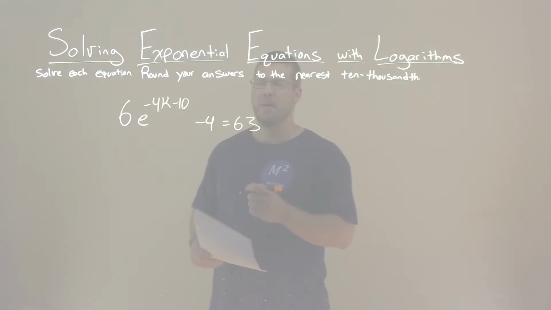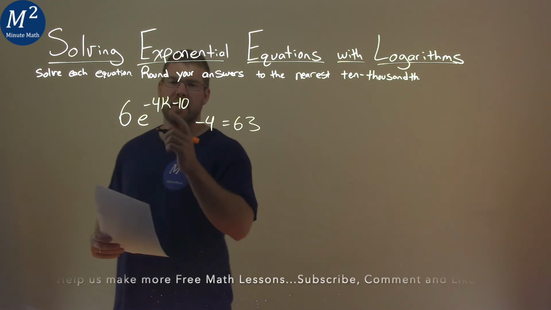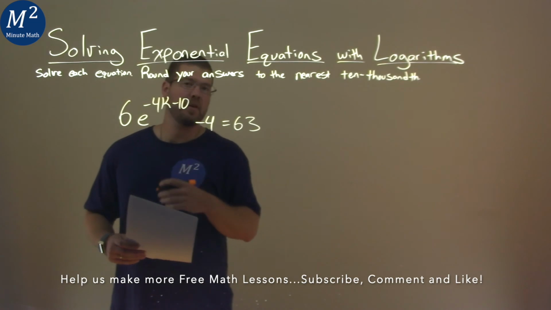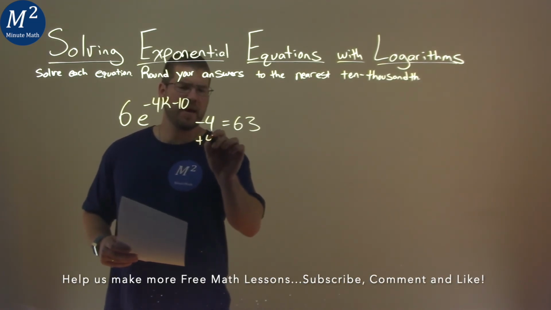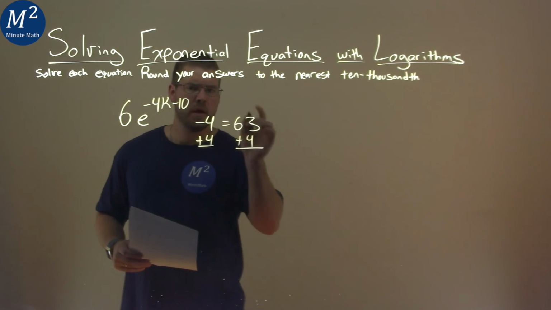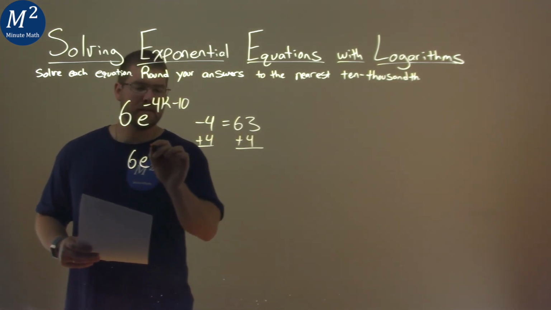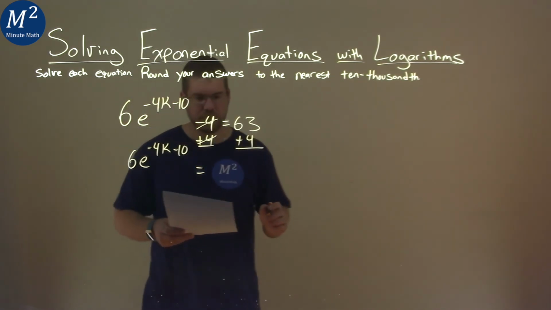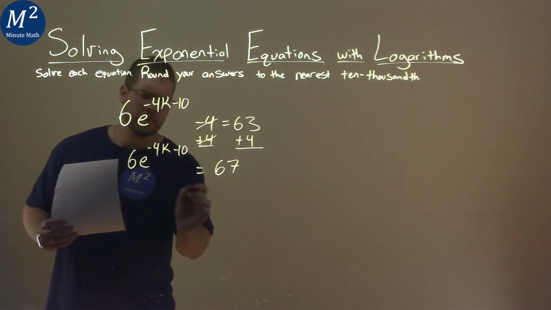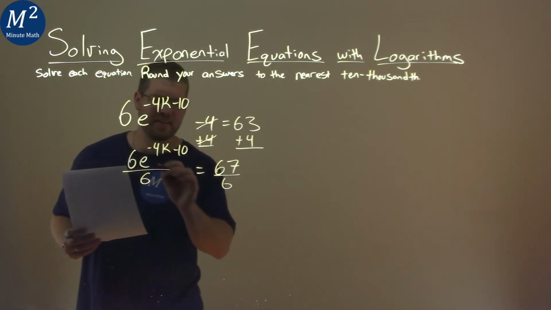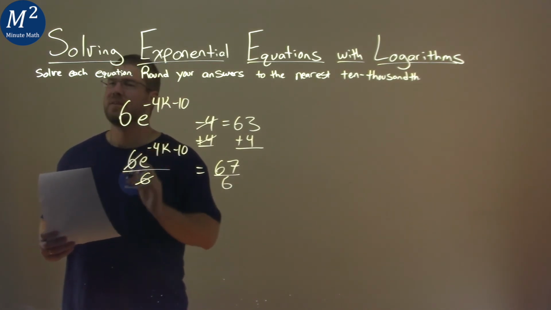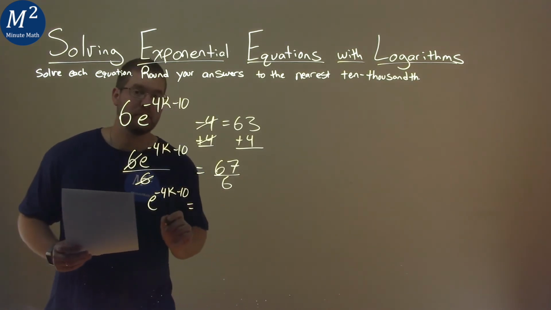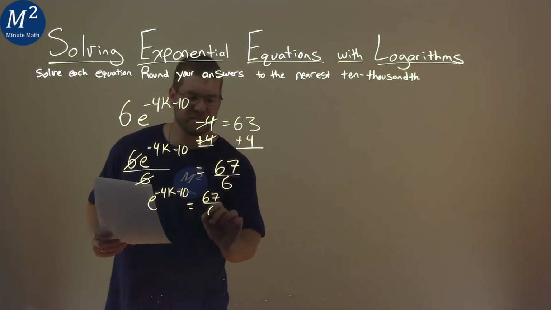0.1041. I'm given this problem right here. 6e to the negative 4k minus 10 minus 4 is equal to 63, and I got to solve this equation. First thing, I'm adding a 4 to both sides. With that, I'm left with a 6e to the negative 4k minus 10 power is equal to 63 plus 4 and 67. And now I also have to divide both sides by 6. Let's get that e part by itself. 6's cancel. And we have e to the negative 4k minus 10 here is equal to 67 over 6.